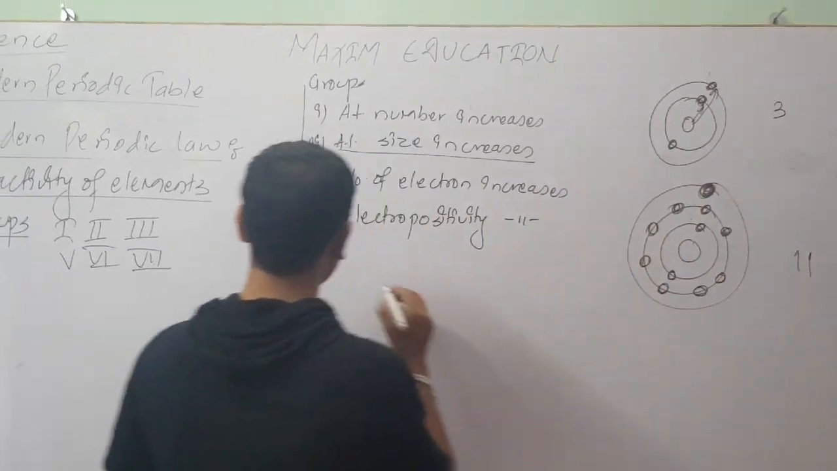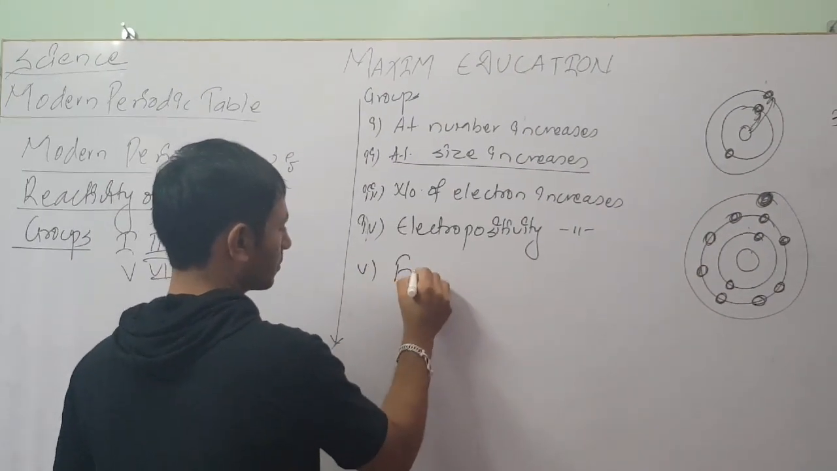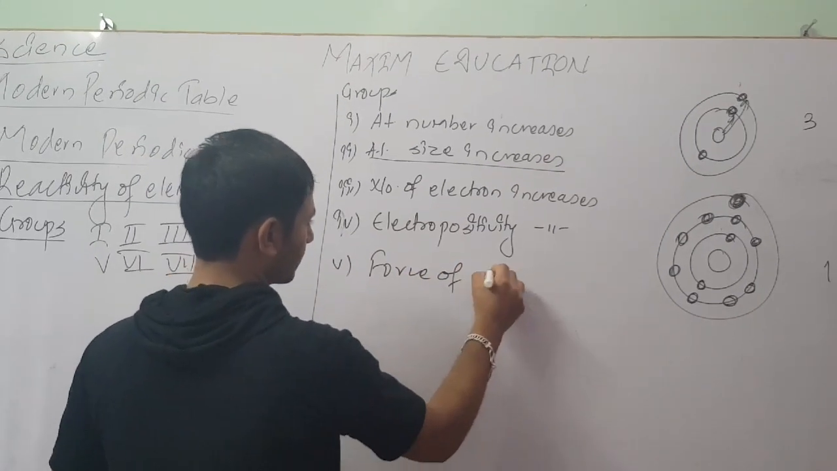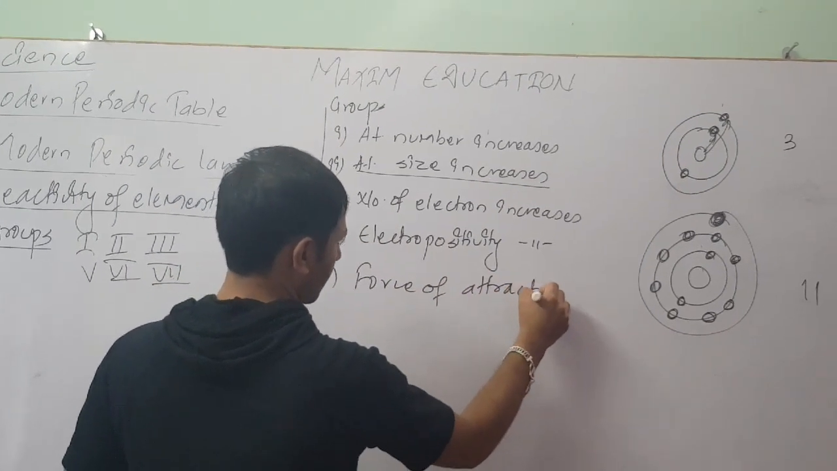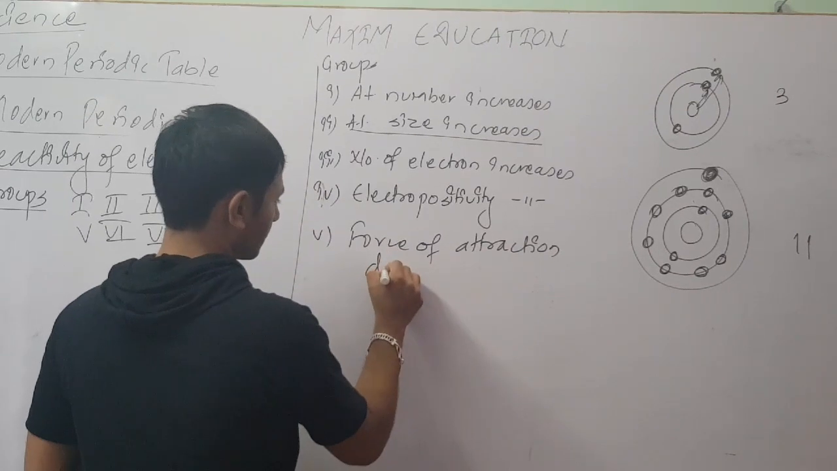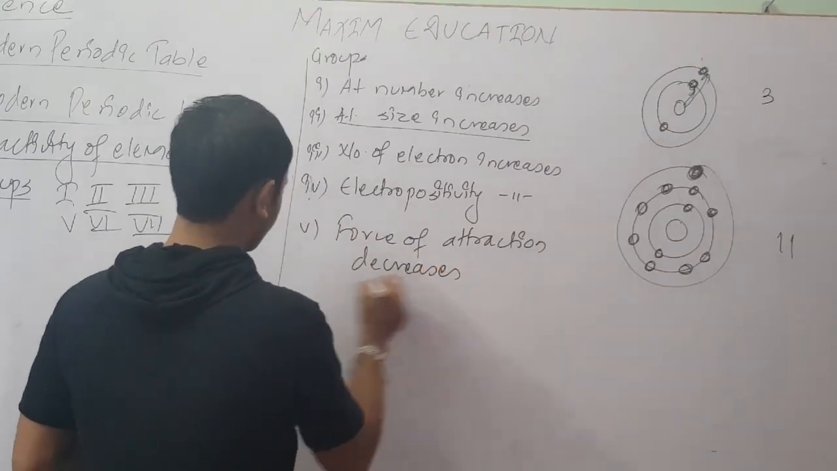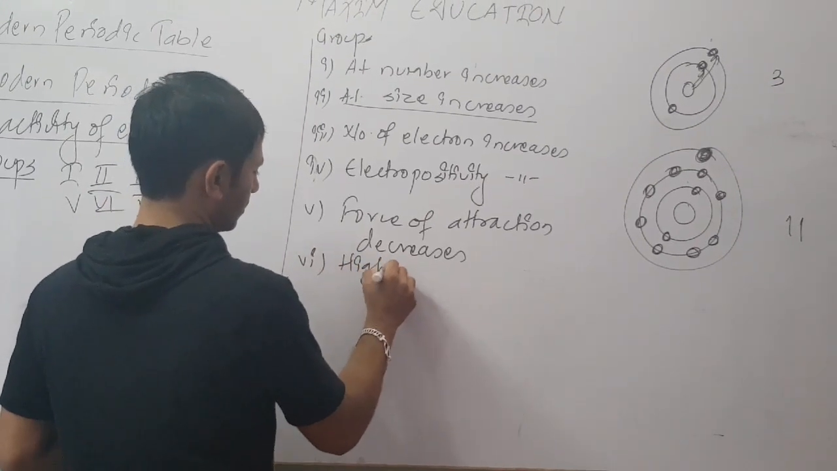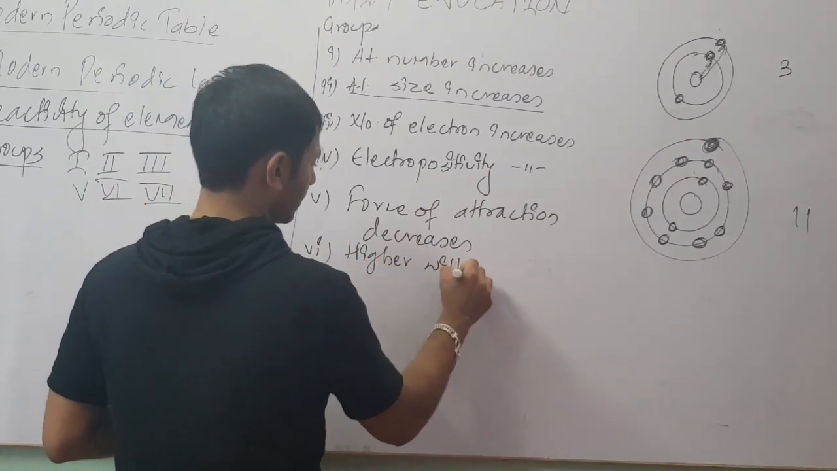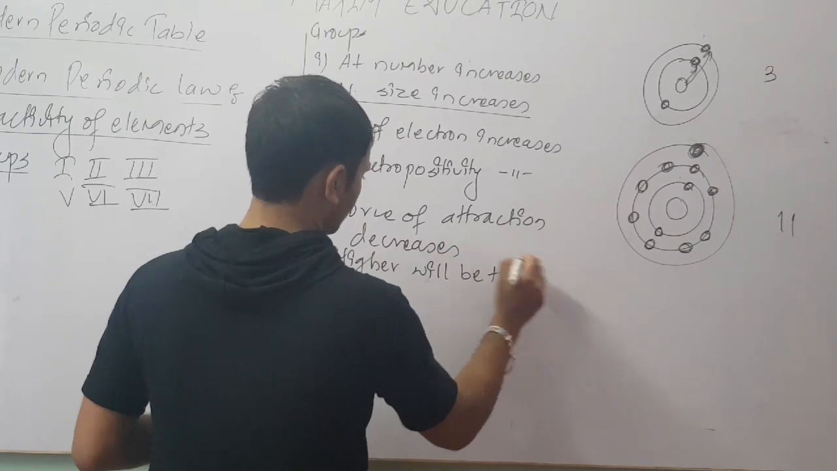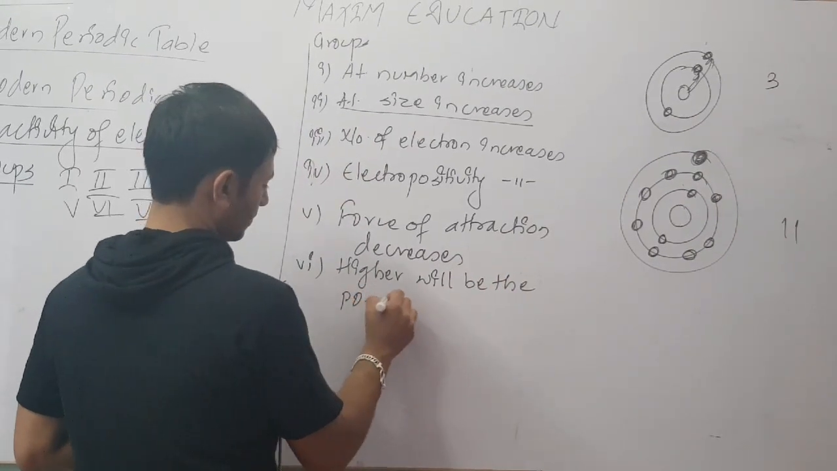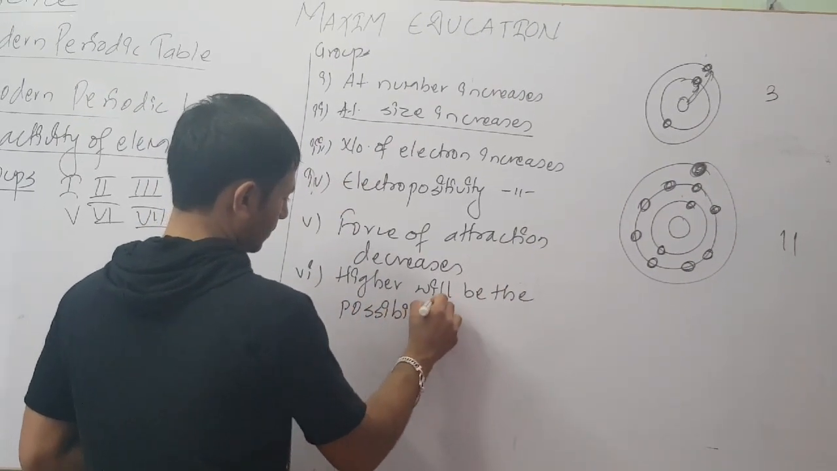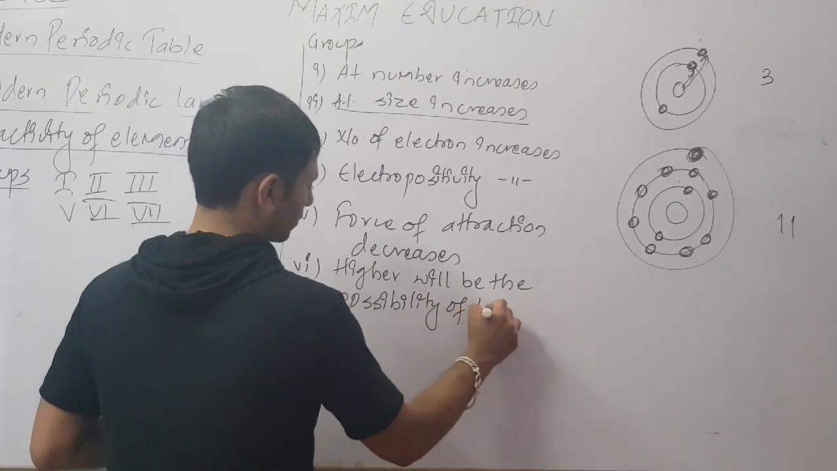When the force of attraction decreases, and when the force of attraction is decreased, the higher will be the possibility of losing the electron.